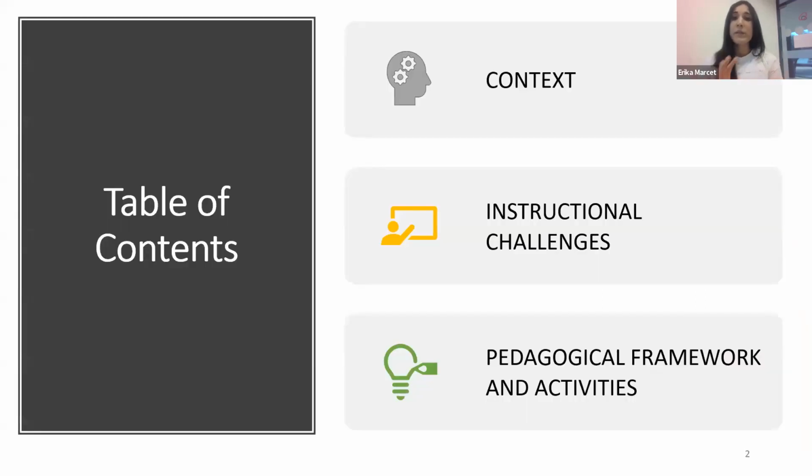So first, I will provide you with some context for why we should be teaching pragmatics in the first place. Then I will talk about what are some current instructional challenges when it comes to the teaching of pragmatics. And finally, I will describe a pedagogical framework based on relevance theoretic notions that I have created for teaching pragmatics. And I will also show some pedagogical activities that apply this framework.